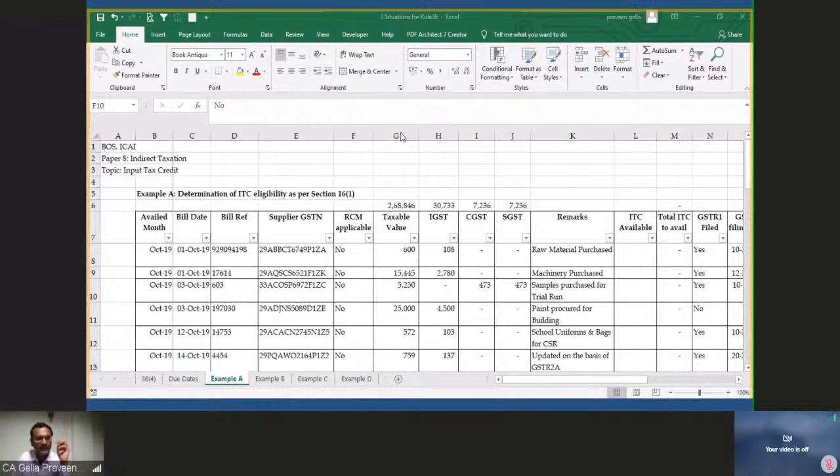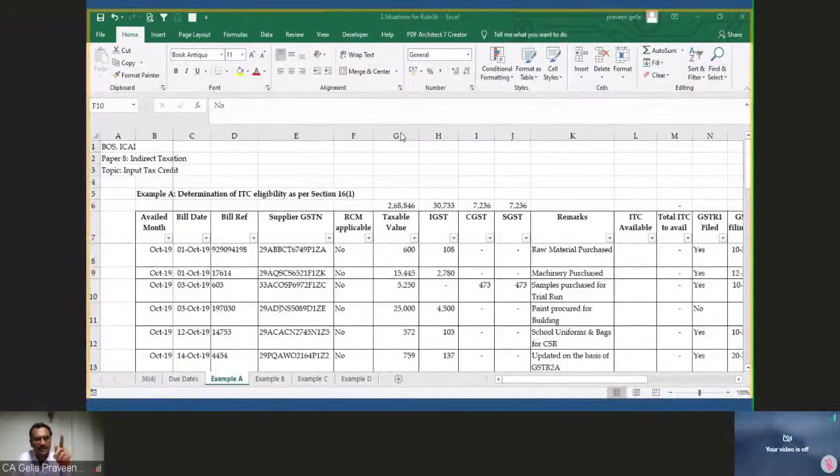Bill date, if you fill here, this is nothing but my date of bill, which is mentioned by the supplier. Bill reference, this is a bill number. Supplier GST number, this is all dummy number, don't worry about this one. RCM applicable, by default, everything I've said no. Everything is a forward charge, which means my supplier has charged these items to me.